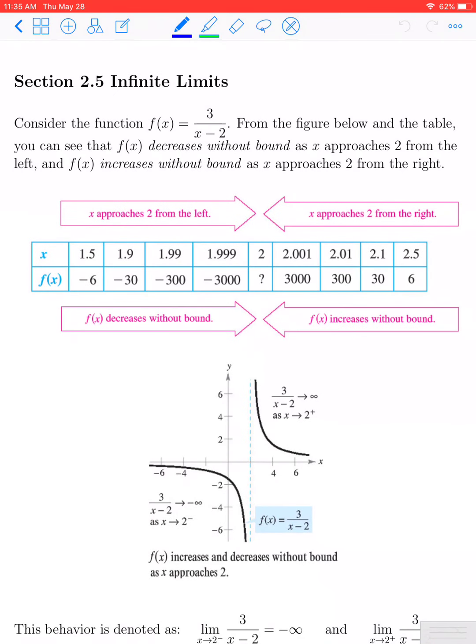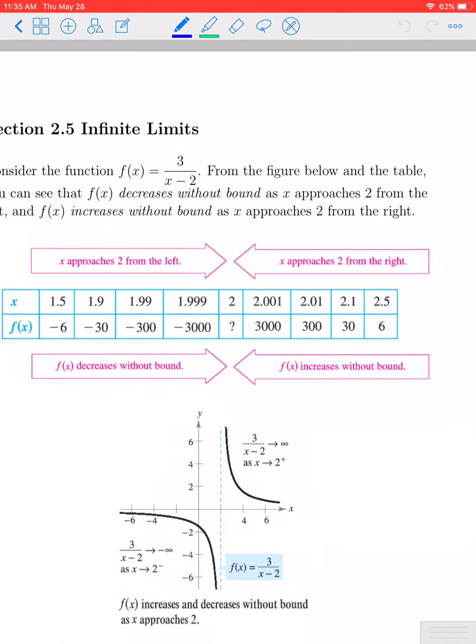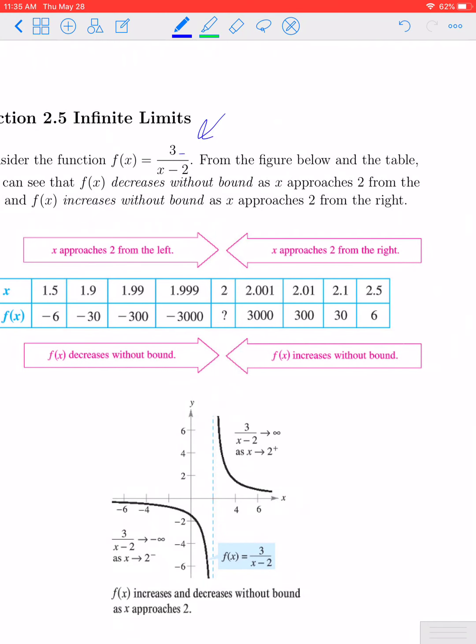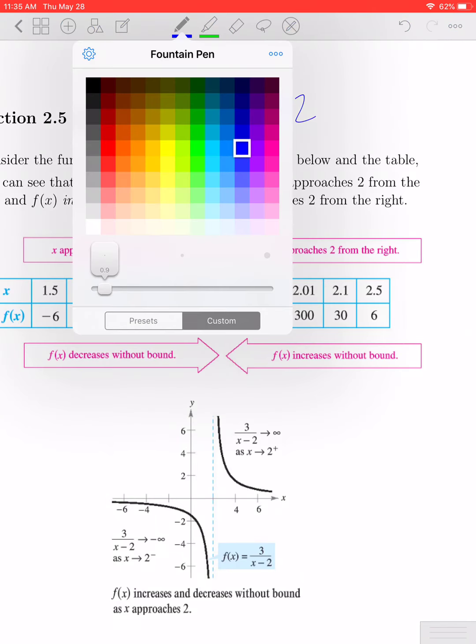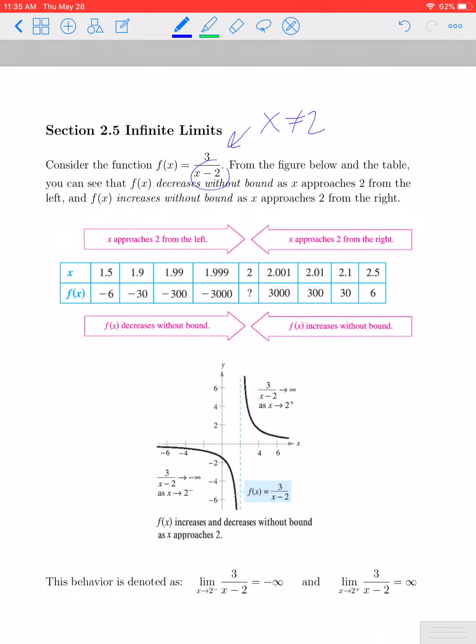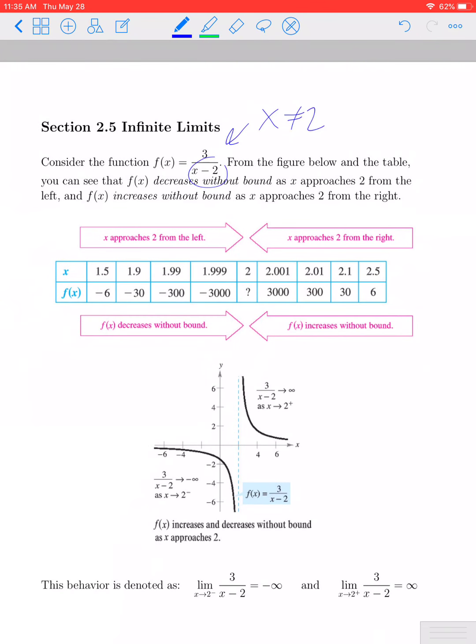In section 2.5, we're going to discuss infinite limits. Let's consider the function f of x, which is equal to 3 divided by x minus 2. This is a function that we know would be undefined when x equals 2. If you try to plug 2 in, we would get a division by 0. So we know it's not defined at x equals 2.